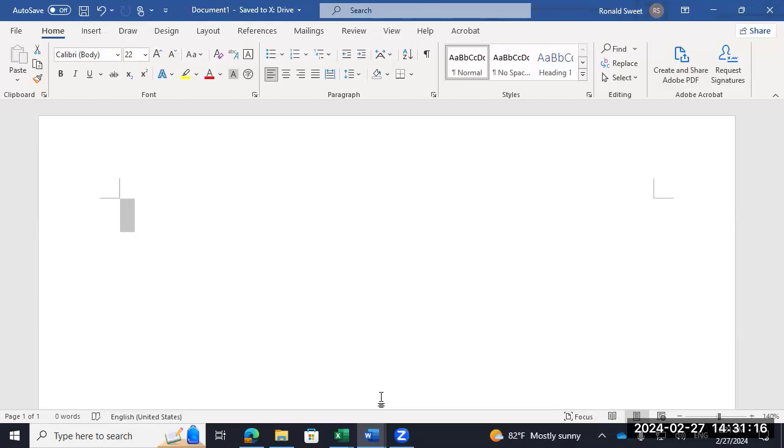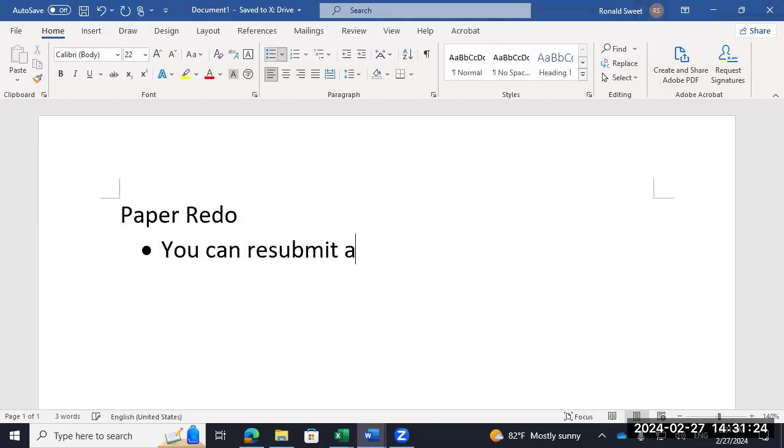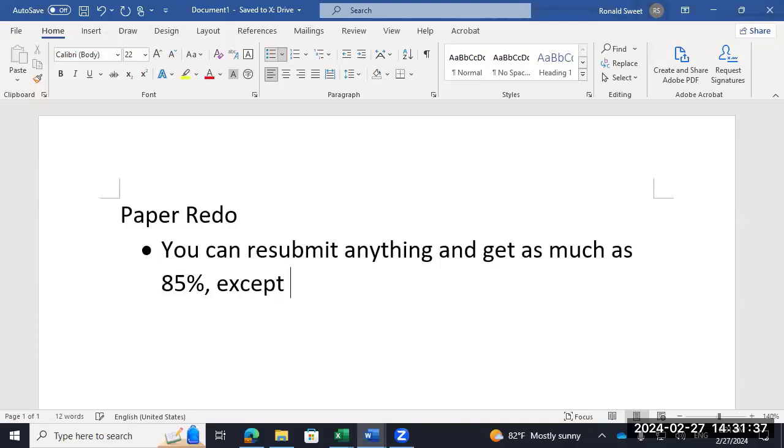So here are the rules for the paper redo. You can resubmit anything and get as much as 85%. So if you made a 40 on something, you can resubmit and get 85, with one exception. Except revenue growth, you can get 100%.